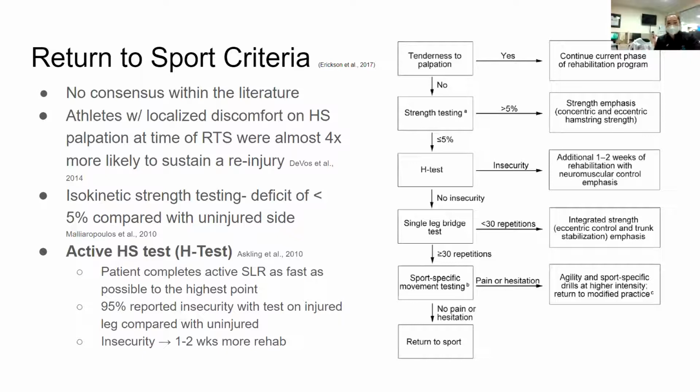So the active hamstring test, or the H test, I had actually never heard of this test until this article, but it's where a patient completes an active straight leg raise on their own as fast as they can to the highest point they're comfortable going. It's more of a test of insecurity because people with hamstring injuries probably don't want to do that, right? So if you find that they're insecure or don't go as high with the affected limb, then they probably need a couple more weeks of rehab before you get them back to sport. 95% reported insecurity with this test on their injured leg compared to their uninjured. And it's been shown to be a valid and reliable test for detecting deficits in athletes with hamstring strains.